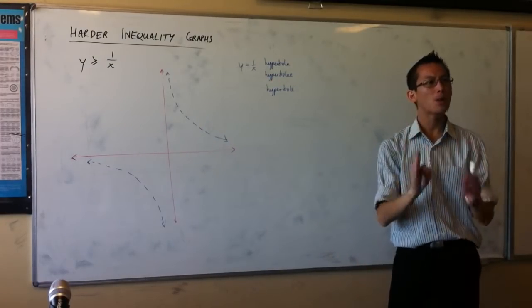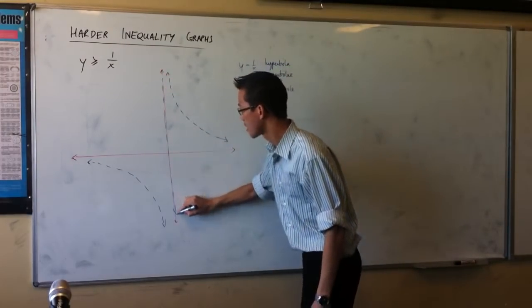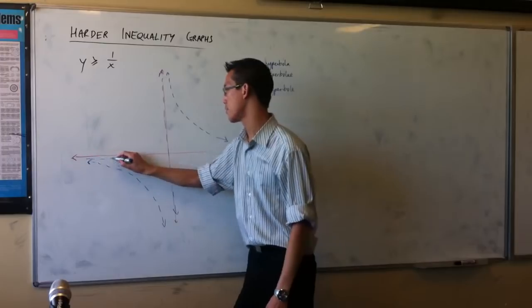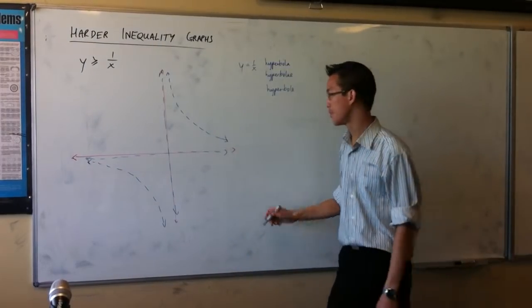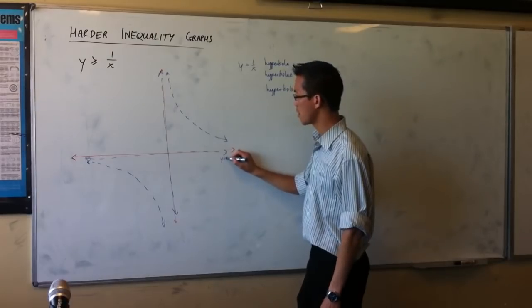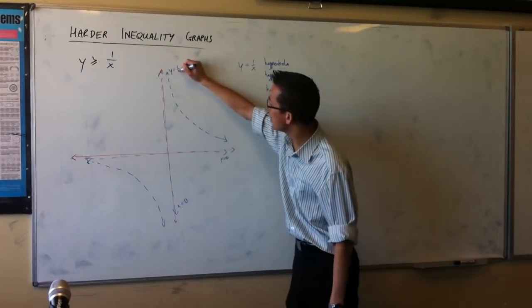Now, I'm going to include my asymptotes in here, because these asymptotes define the boundaries. So I need to have them in. So here's y equals 0, here's x equals 0, and here's our boundaries.